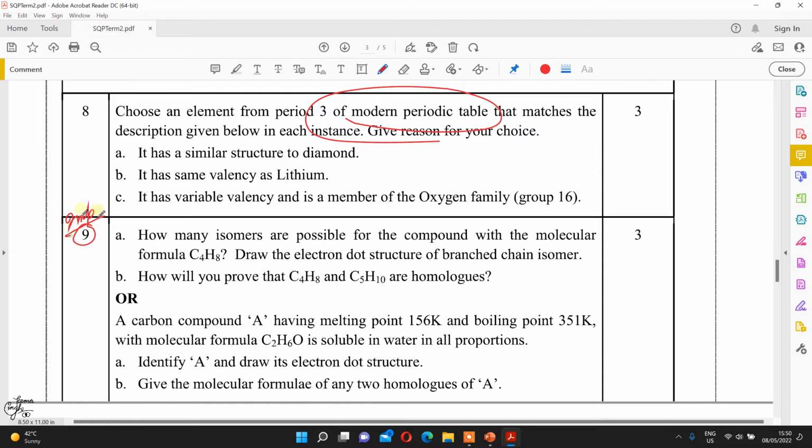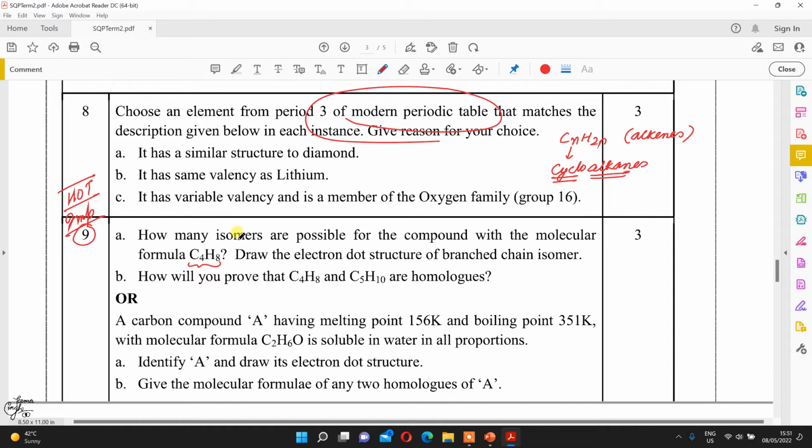This is an important HOTS question because it utilizes the concept of not only isomerism but electron dot structure plus the classification of hydrocarbons, general formula of hydrocarbons, and also your homologues, that is the lower and higher homologues. How many isomers are possible for the compound with molecular formula C4H8? Now this C4H8 belongs to the general formula CnH2n, that of alkenes. CnH2n is also the general formula for cycloalkanes, cyclic compounds having carbon-carbon single bond, closed structures.